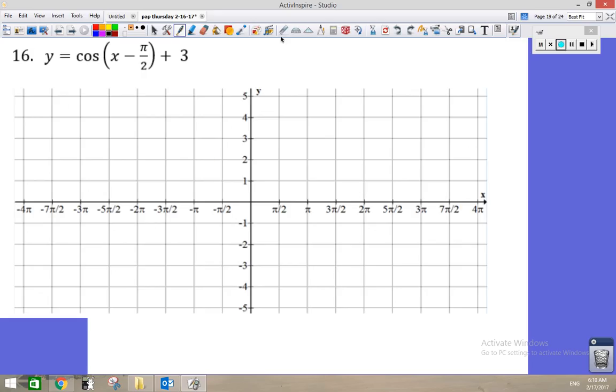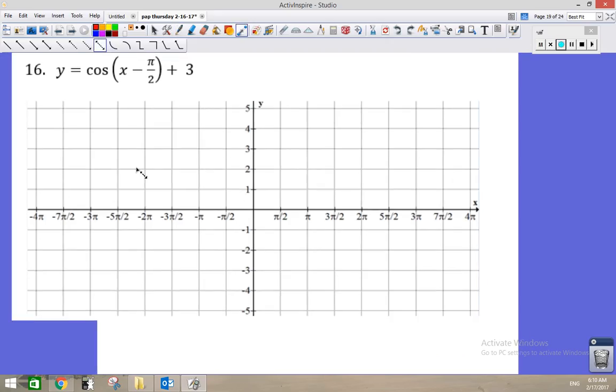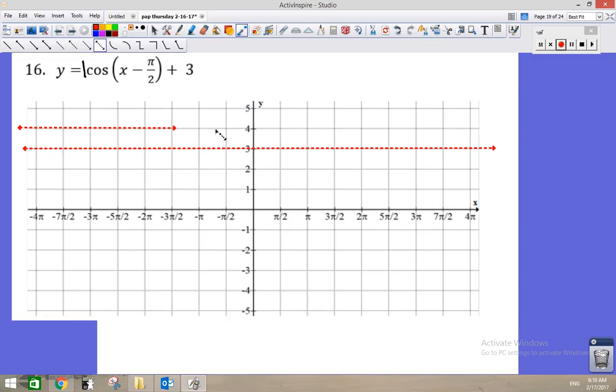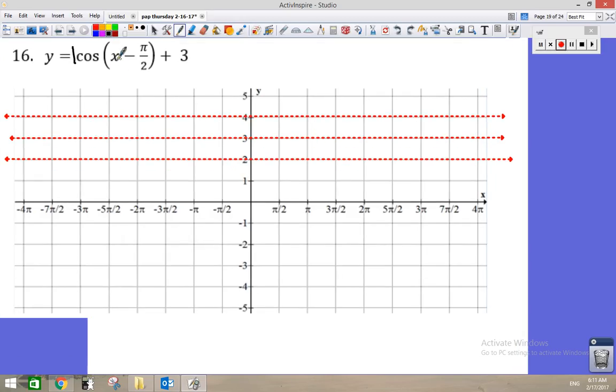Alright, so again, the +3, my center line is here at 3. The amplitude, the multiplier in front of cosine, is 1, so the amplitude is 1. So 1 unit above the center line and 1 unit below the center line are my max and mins. The period, the length of time it takes to complete its cycle, is going to be 2 pi, because the coefficient in front of x is 1.